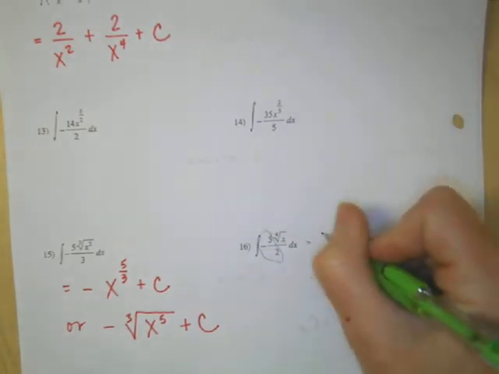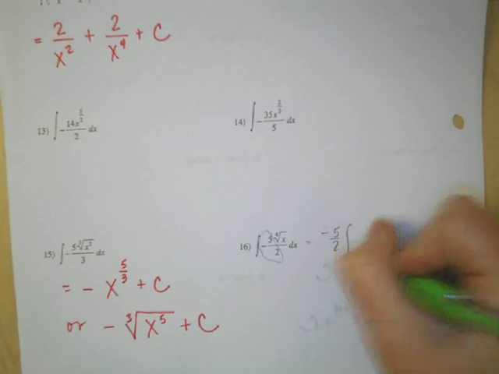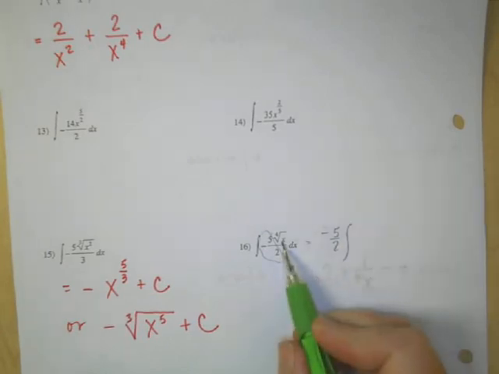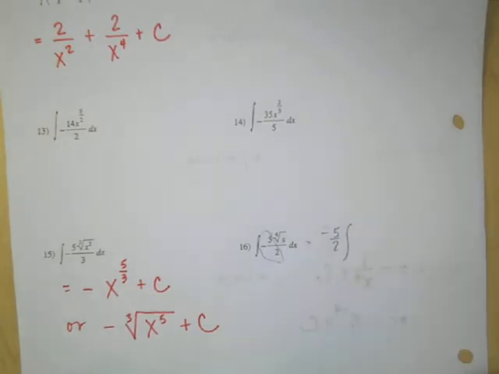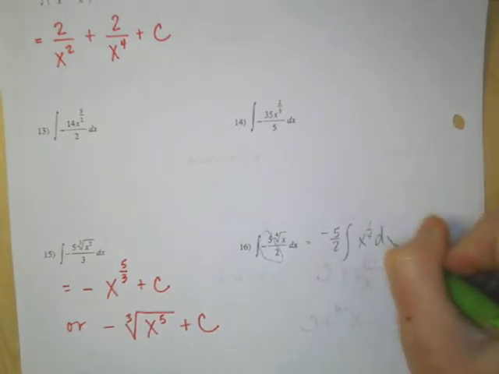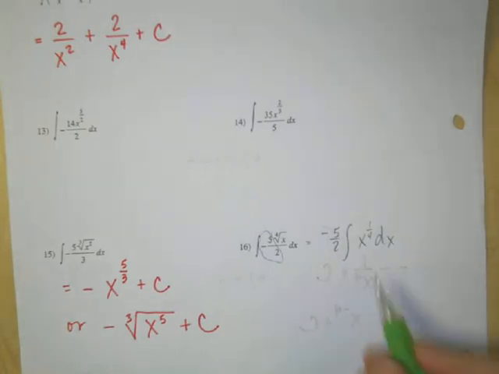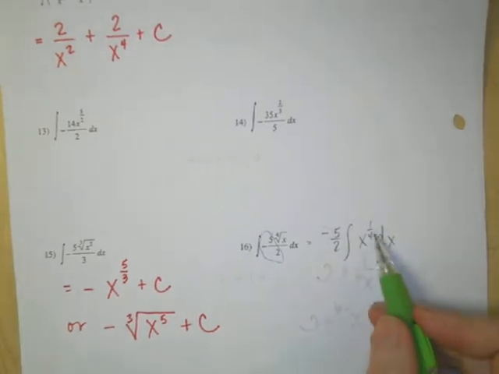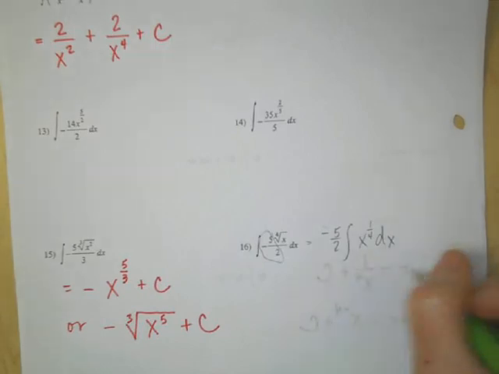So I'm going to write -5/2 times the integral, and then the square root, I want to rewrite that with a fractional exponent, so that's going to be x to the 1/4 dx. So then when I do the antiderivative, I'm going to add 1 to the exponent, so I'm going to have 1/4 plus 1. In order to have a common denominator, that's going to be 1/4 plus 4 over 4. 4 over 4 is the same as 1, and that gives me 5/4. So my new exponent on the x is going to be 5/4.